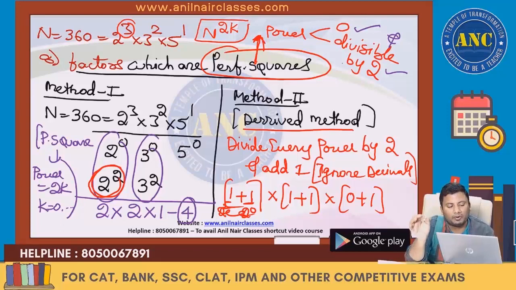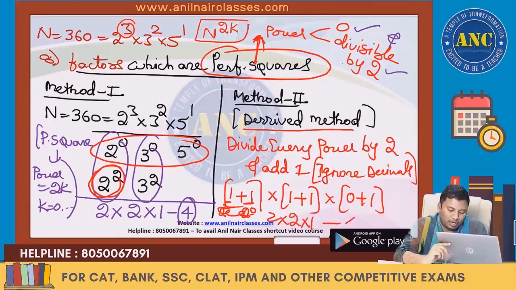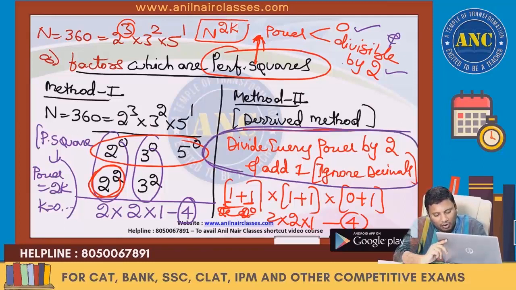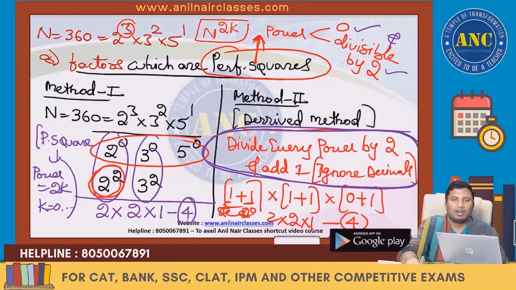Why? Because 2 power 0, 3 power 0, 5 power 0 are all perfect squares. 1 is a perfect square. So 2 into 2 into 1. 4 is the answer. Divide every power by 2 and add 1. Please make a note of this. Why are we dividing every power by 2? A perfect square means the power should be divisible by 2. Why are we adding 1? Because 2 power 0, 3 power 0, 5 power 0 are all perfect squares. 1 plus 1, 1 plus 1, 0 plus 1. 2 into 2 into 1.